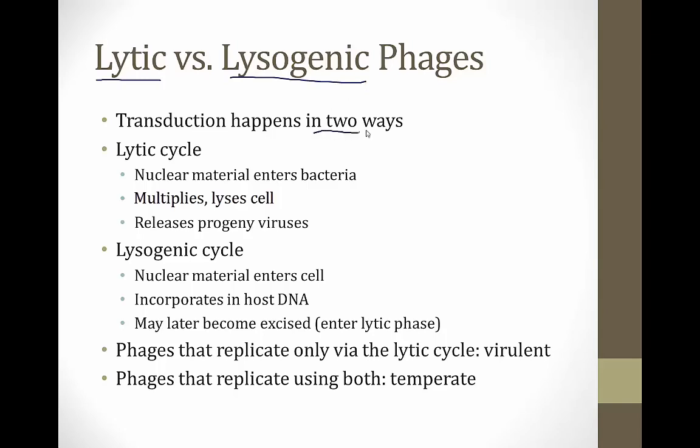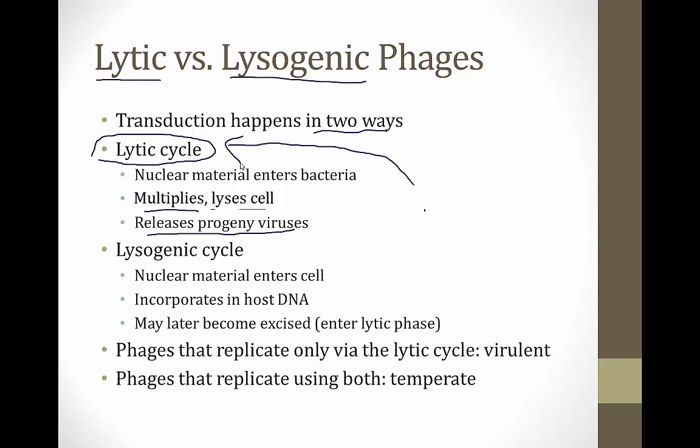Transduction generally happens in two ways. The first way is called the lytic cycle, and that's that generalized transduction that I described two slides ago. Nuclear material enters the bacteria from a virus, it multiplies and lyses the cell, and it releases progeny viruses. This is called the lytic cycle because it lyses the bacteria that gets infected.